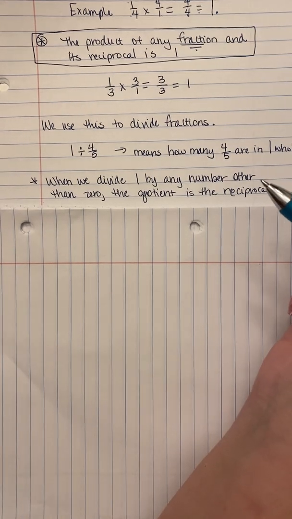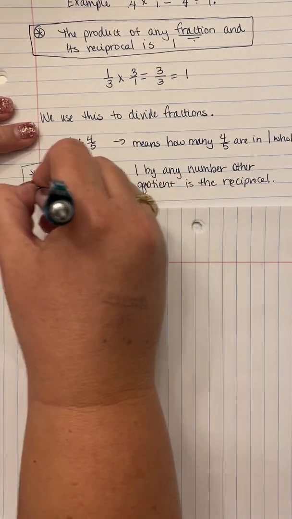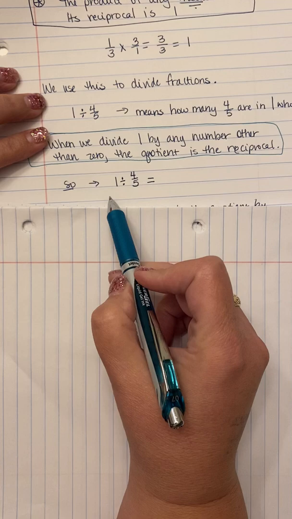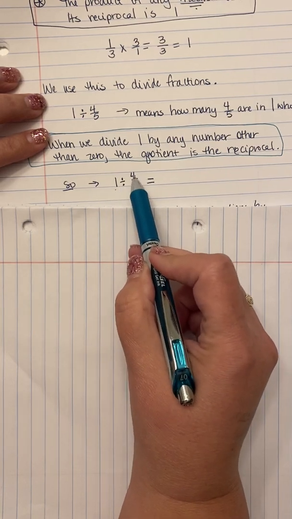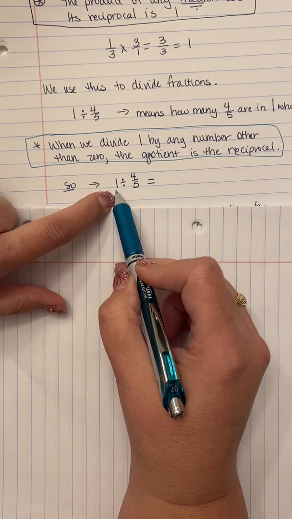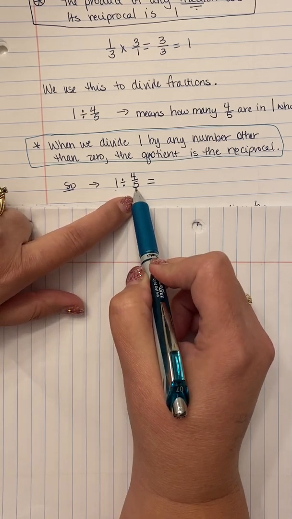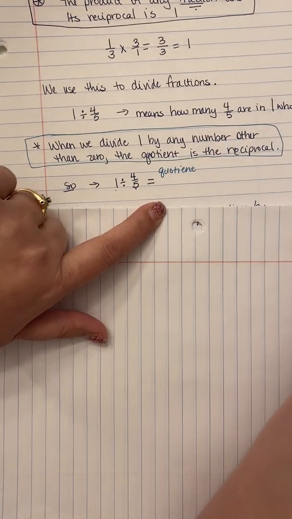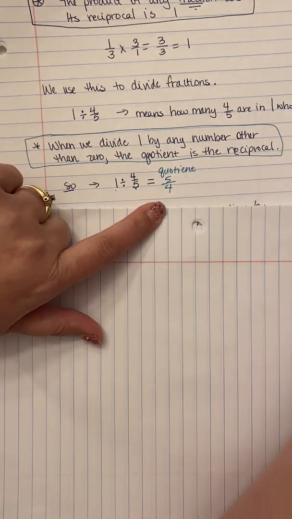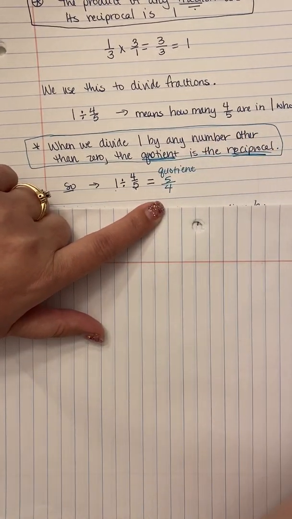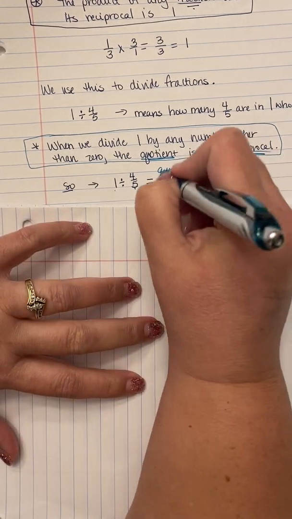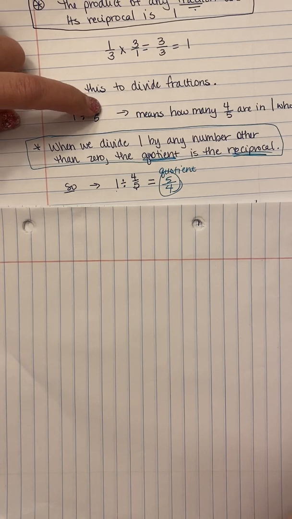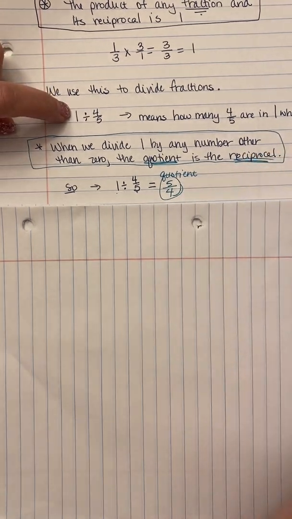Okay, so that's another rule for this lesson that will help you get through this lesson. So if we take our original problem, 1 divided by 4/5, I'm dividing 1 by a number other than 0, and I'm looking for my quotient. My quotient is 5/4 because the quotient is the reciprocal. Okay, so my answer to 1 divided by 4/5, or how many 4/5 are in 1, is 5/4.